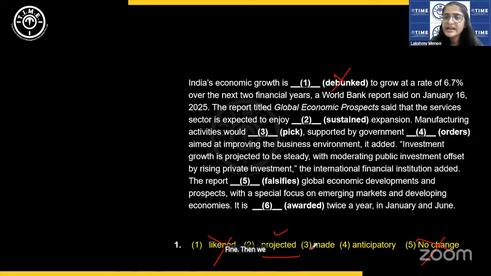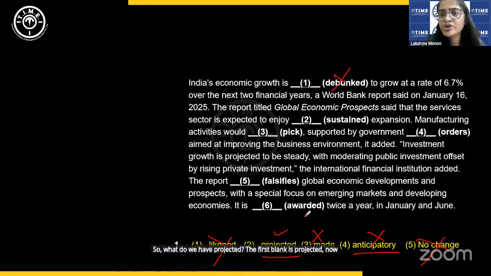Then we have is made to grow at a rate of. Can you make a growth rate grow? That does not make sense at all. Anticipatory to grow at a rate of. Anticipatory is an adjective. Here you cannot use an adjective, right? You need a verb. Anticipated is okay, but then anticipated to grow at a rate of does not make sense. So this also will not be appropriate. So what do we have? Projected. The first blank is projected.